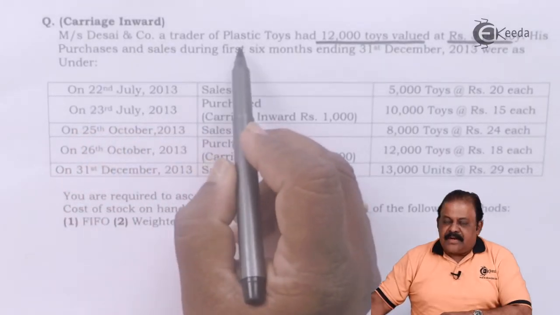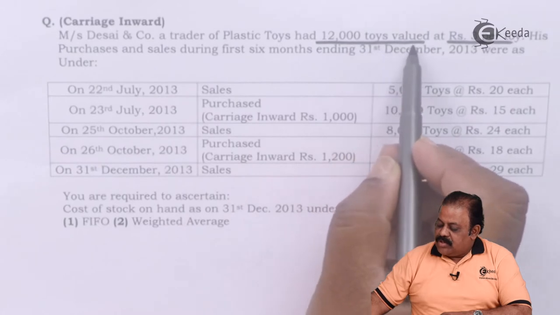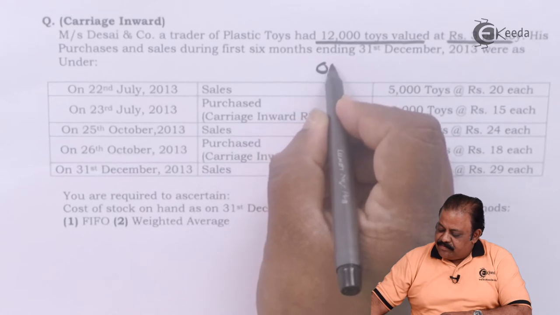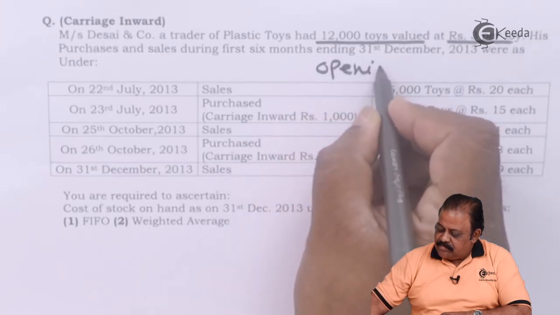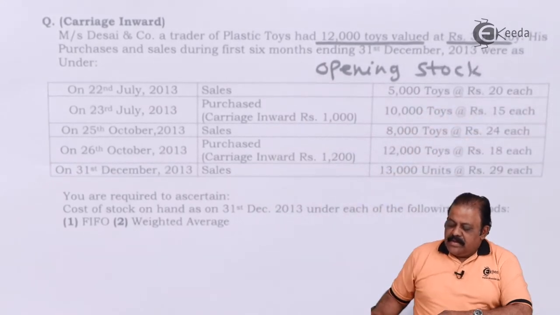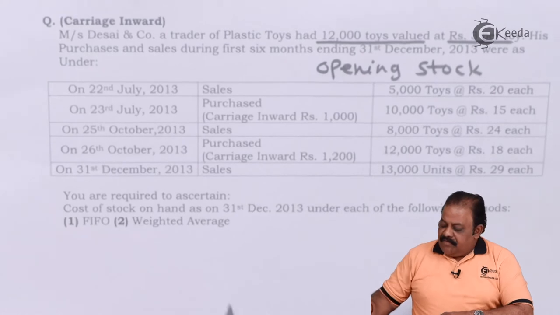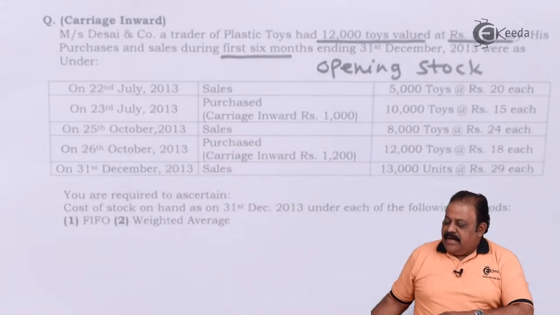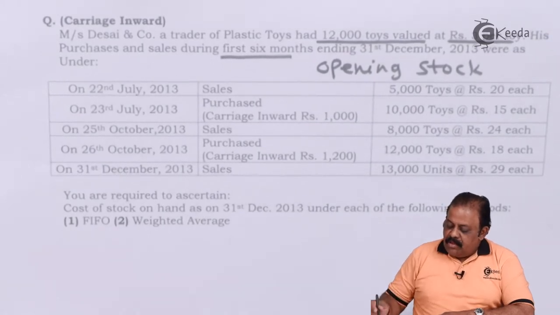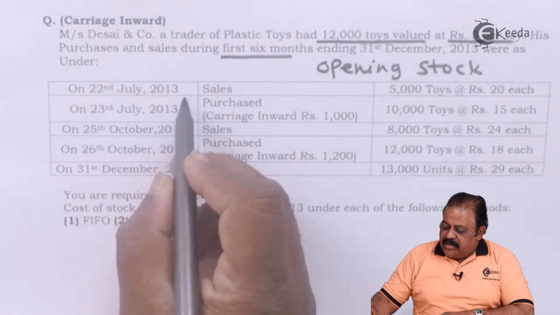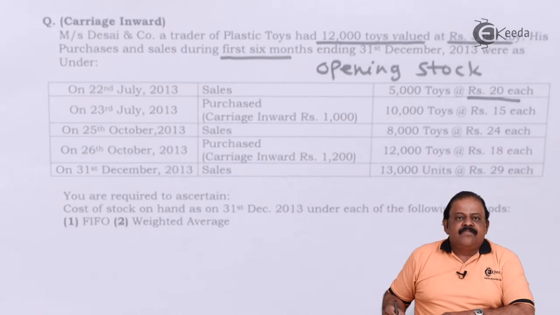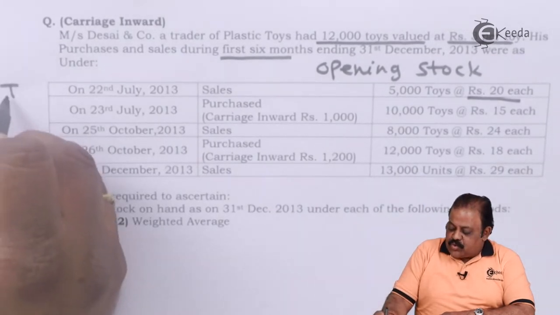Messrs. Desai & Company, a trader of plastic toys, had 12,000 toys valued at rupees 3 per toy. This is the information of opening stock. His purchases and sales during first 6 months ending 31st December 2013 were as under. On 22nd July 2013, there is a sale of 5,000 toys at the rate of 20 each. So this will be recorded as issue.